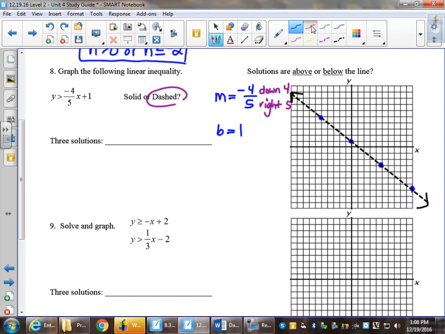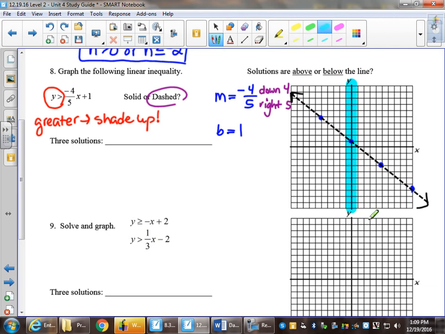To know how we're going to shade, when it's solved for y, we can just look at the inequality sign. It says y is greater than. So greater means shade up. Remember, we talked about how on the x-axis, we have left and right. But we're looking at, just to make it stand out, we are focusing on the y-axis. There is no left or right on the y-axis. Our options are up or down. So greater than, we are going to shade up. In other words, above. You can use up and above interchangeably.